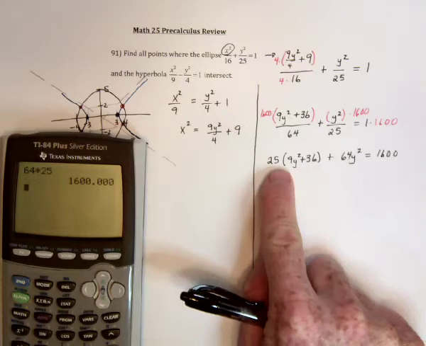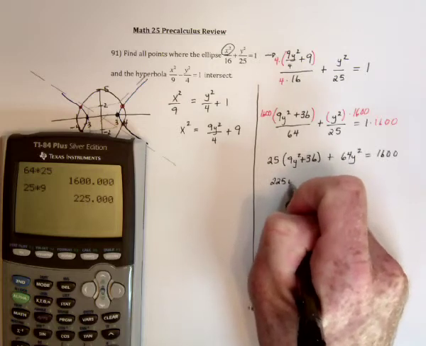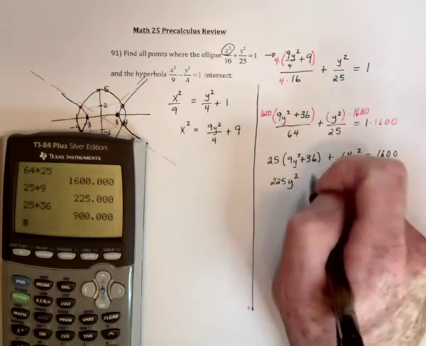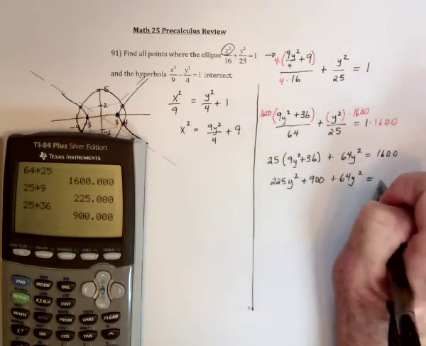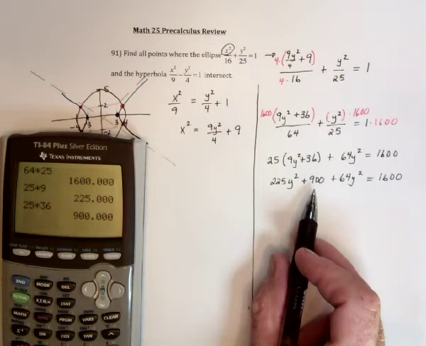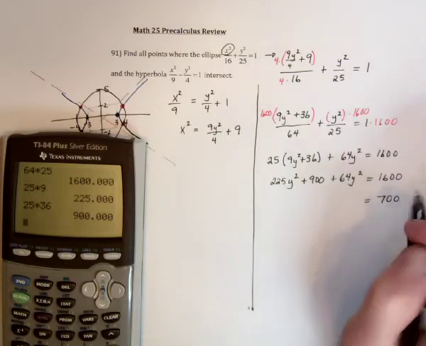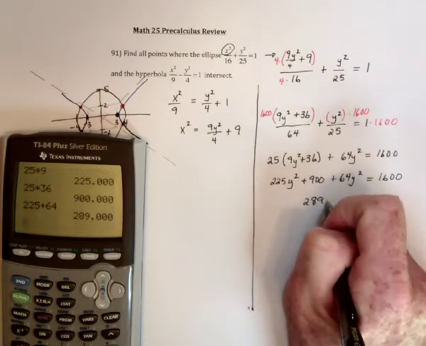Now just go ahead and distribute this 25. So 25 times 9, as we all know, is 225 y squared. And 25 times 36, hopefully you've got your 36's memorized, is 900. We're not even going to have to do the quadratic formula. All you need to do is subtract 900 from both sides and combine the y squareds. So let's see, if you subtract 900, that's going to leave 700. And a 225 plus a 64 is 289 y squared.